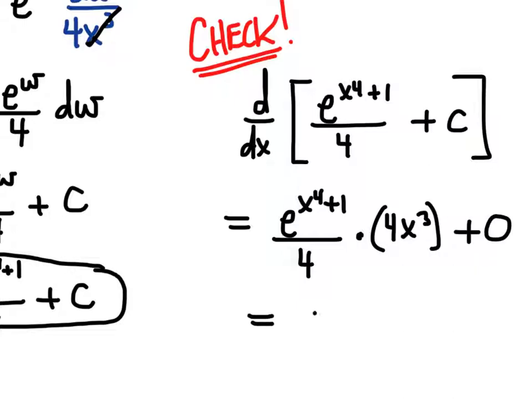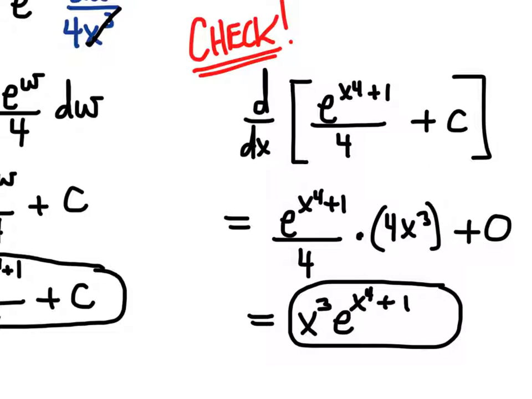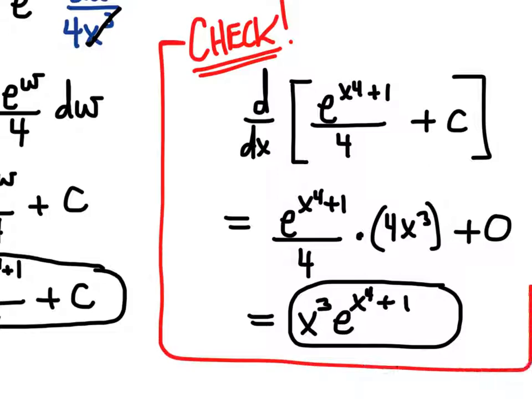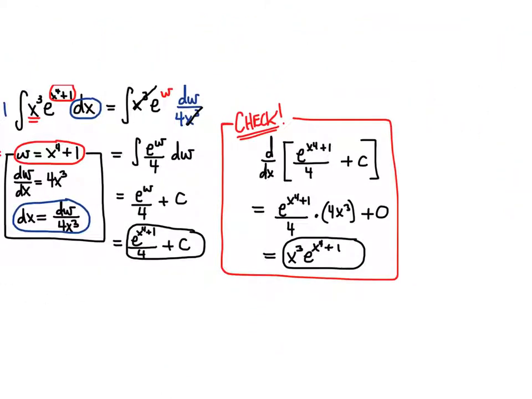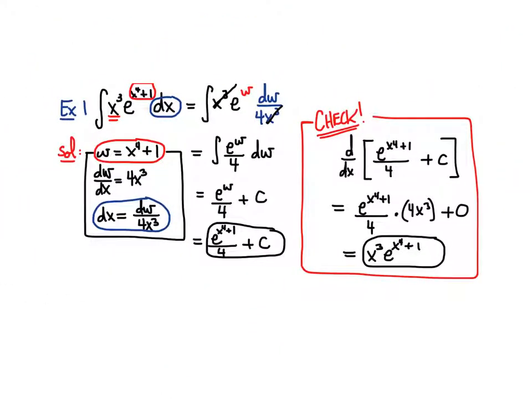The 4's cancel and you're left with x to the third e to the x to the fourth plus 1. And this is all in our checking procedure. We look back at our original and that's the exact function that we started with.